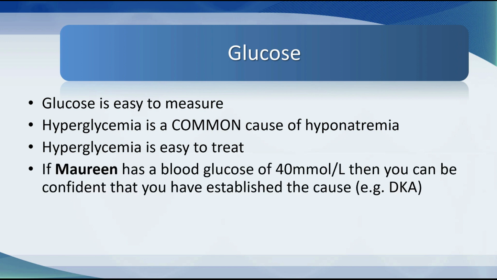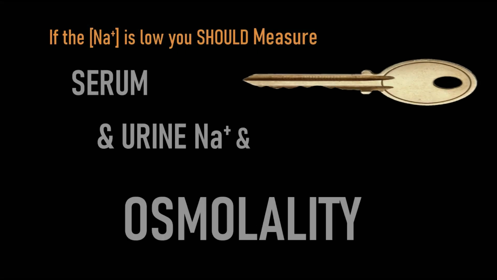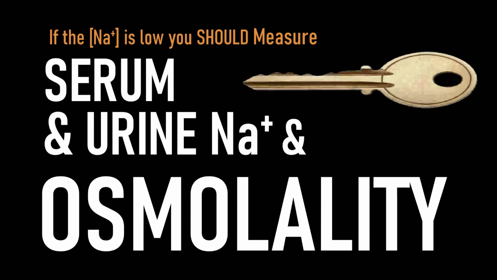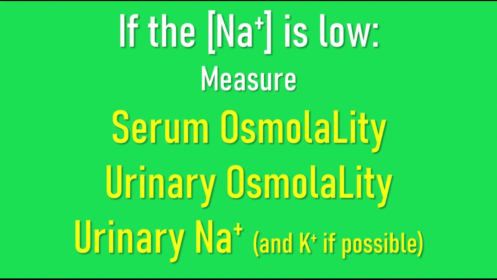If Maureen has a blood glucose of 40 millimoles per litre, then you can be confident that you have established the cause, for example, HONC or DKA. Once eliminated as a cause, then you can proceed to looking for another. What else do you look for? The tests that you need to do are the urinary and serum osmolality and urinary sodium. If you can measure the urinary potassium as well, that's really helpful.